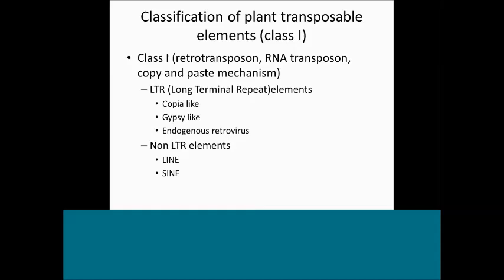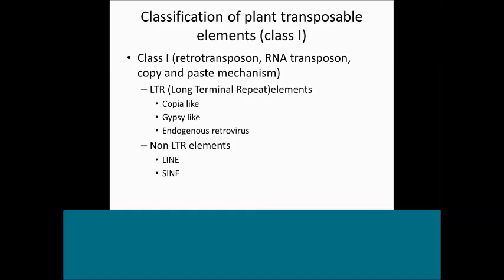According to the transposition mode, or the intermediate of transposition, transposable elements can be classified into two classes. Class 1 is called retrotransposon, also called RNA transposon, because they use RNA as an intermediate for transposition. The class 1 elements can be further divided into long terminal repeat elements, called LTR, and the other cluster, non-LTR elements.